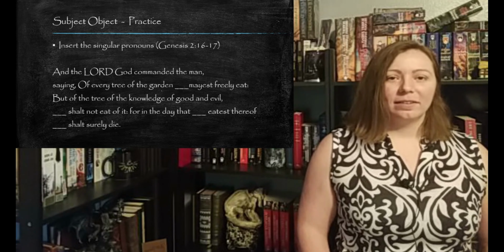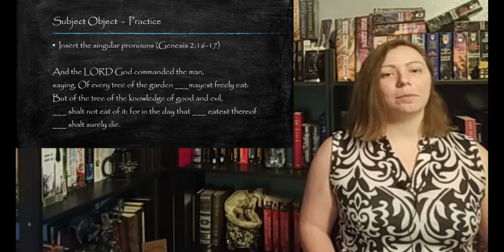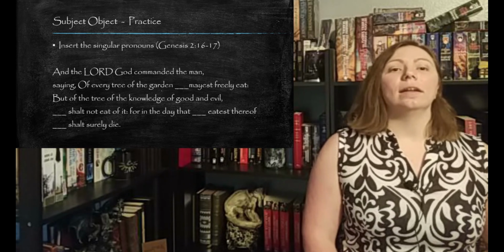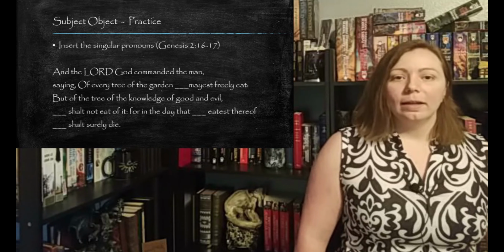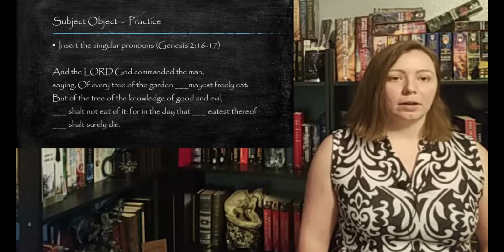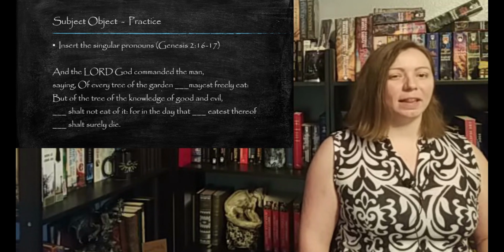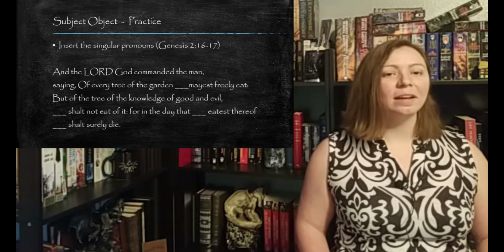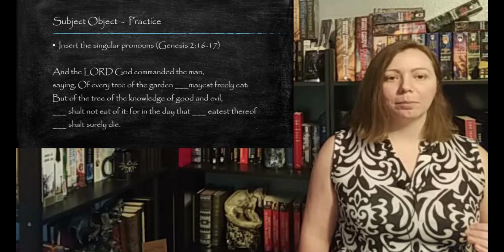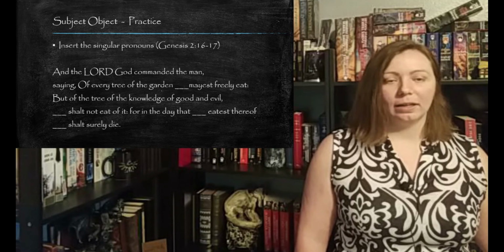And here's the next example that we're going to go through. This is going to be your singular pronouns, so thee and thou, and let's jump into it. And the Lord God commanded the man, saying, of every tree of the garden blank mayest freely eat. Remember I mentioned that thou always has that weird ending? So thou mayest freely eat. Mayest is your verb, thou is your subject, and object is your freely eating.